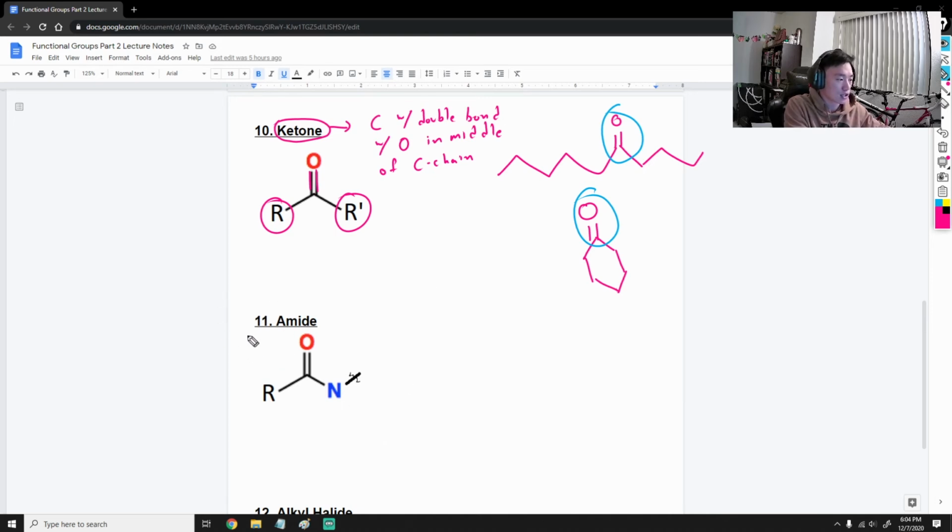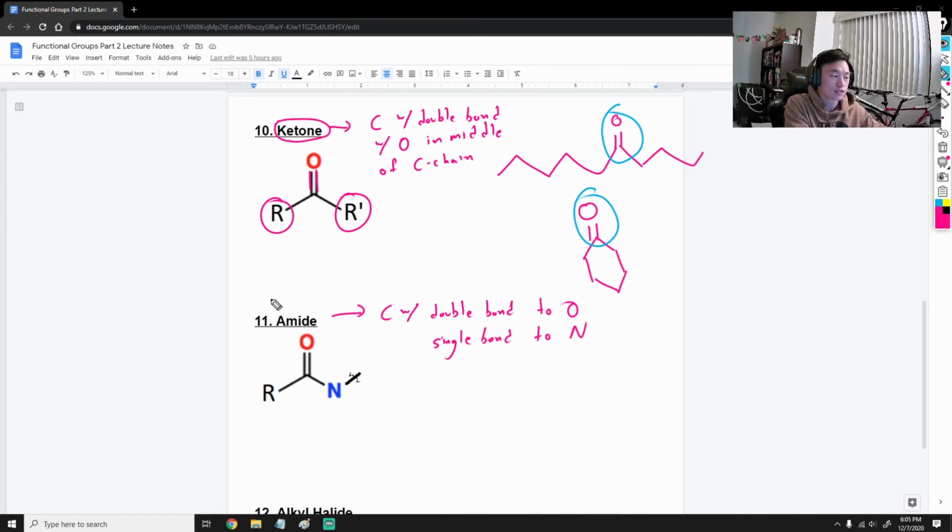The next one is called an amide, and you guys kind of see a pattern of the ones we're learning today. An amide is a carbon with a double bond to an oxygen, right? This part right here, the double bond with the oxygen. But it also has a single bond to a nitrogen. Okay, so an amide is a carbon that has a double bond to an oxygen, and it has a single bond to a nitrogen.